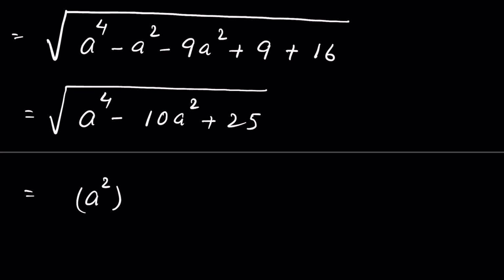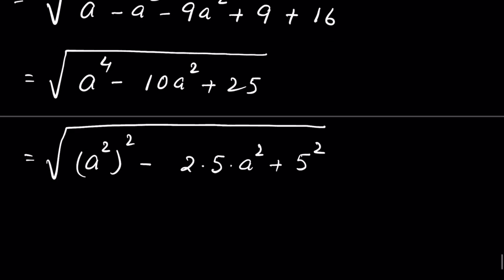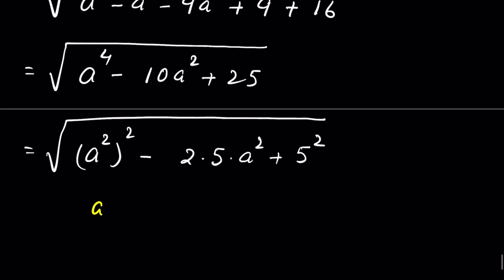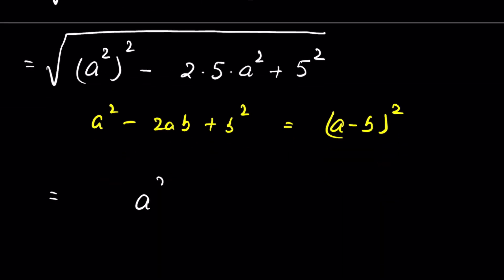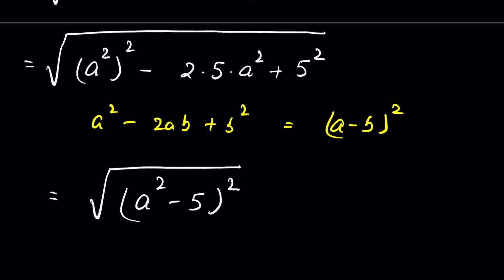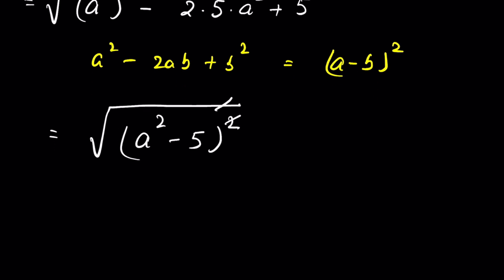Or a to the power 4 we can write as a square whole to the power 2, minus 10 is 2 times 5 times a square, plus 25 as 5 square, under square root. Now this is in the form of a square minus 2ab plus b square, and this algebraic expression we can write as a minus b whole square. So it will be a square minus 5 whole square under square root. Now we can remove the square root with the square. So it is equal to a square minus 5.